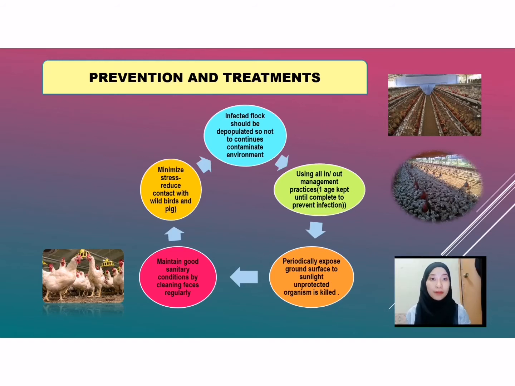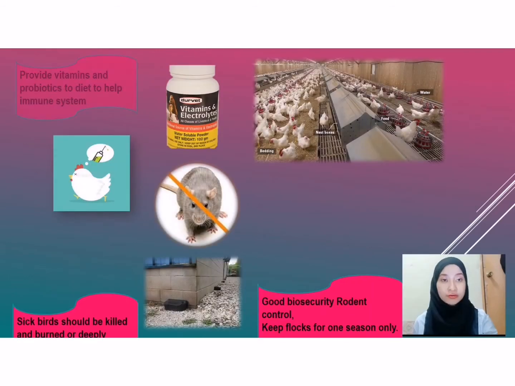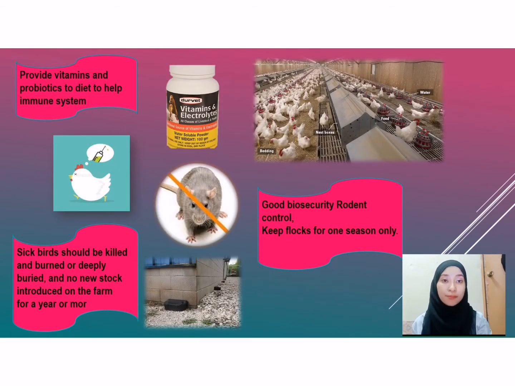Reduce key factors by improving environment parameters, by minimizing overcrowding to prevent transmission of avian tuberculosis, and providing good ventilation to the poultry housing. Other than that, provide vitamins and probiotics in their diet to help their immune system, so their body can make antibodies against avian tuberculosis.